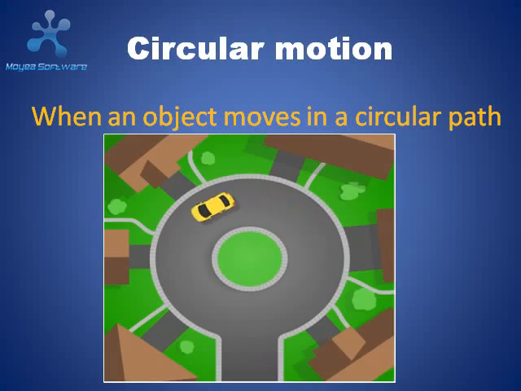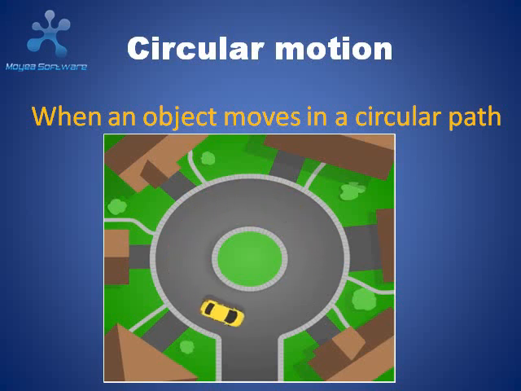Another example for circular motion is the car moving on the road. When the road is constructed in a circular path like this, the car too will move in a circular path. Hence, we can say that this is also an example of circular motion.